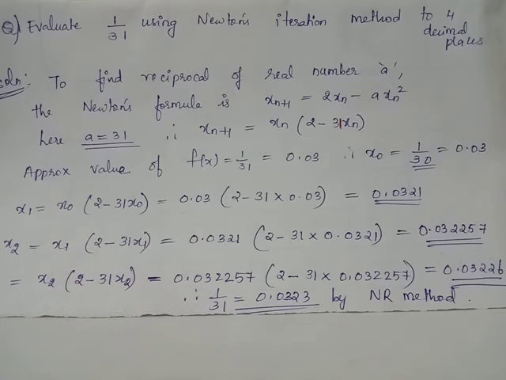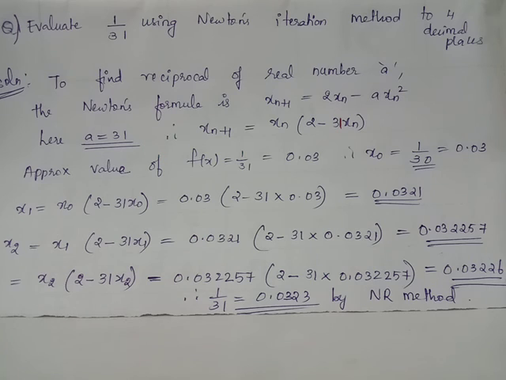In order to compute x3, we will give n equals 2 in this equation, and thus we obtain x3 equals x2 multiplied by (2 minus 31 times x2). We give x2 equals 0.032257 and we obtain x3 equals 0.03226. With this many iterations, we have 1 by 31 equals approximately 0.0323.